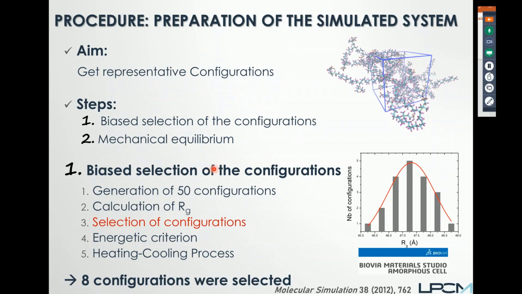First of all, the biased selection of the configuration. We generate 50 or 100 configurations using Amorphous Cell. We calculate the radius of gyration, and we put in this graph the radius of gyration and the number of configurations. For sure, I put a Gaussian curve. This is not the case. It's more like a Maxwell-Boltzmann distribution. However, we select the configurations with higher probability. And thereafter, we apply an energetic criterion and make a heating cooling process, usual. And from this, we select 8 configurations. The reason for 8 was that at the time we had 8 CPUs, so it doesn't matter.